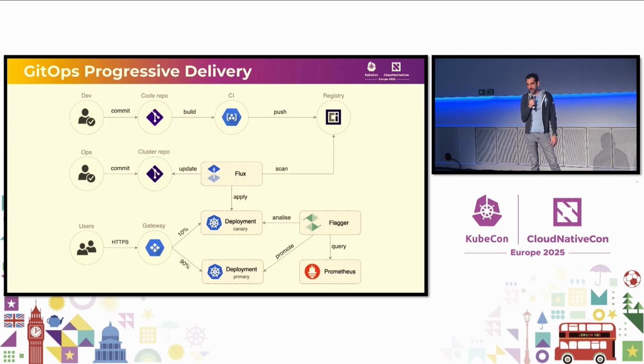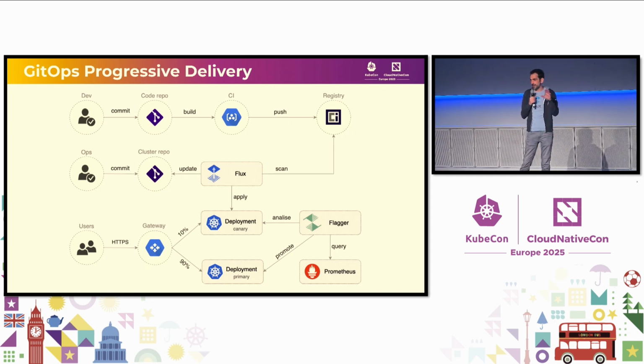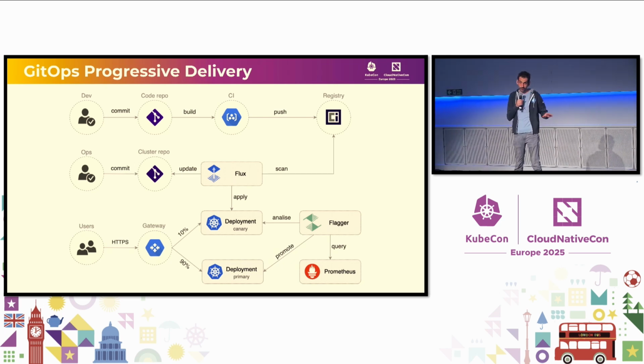Based on that policy, Flagger will start to shift traffic a little bit towards the new version, test it out with metrics and so on. And at the end of that analysis, it says, okay, according to your defined SLOs, the new version is good. Now I'm going to roll out to the whole user base, and that's how the deployment ends.